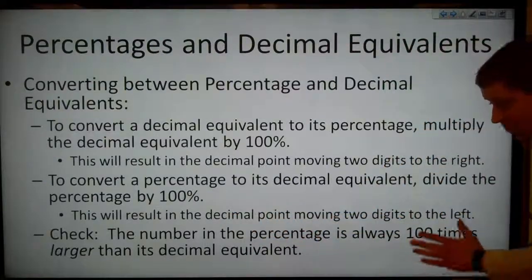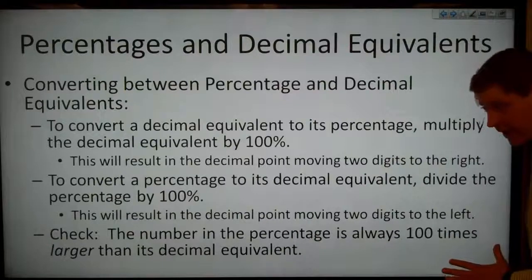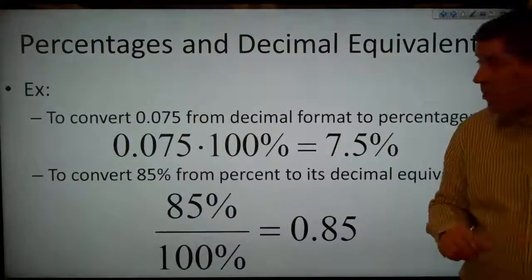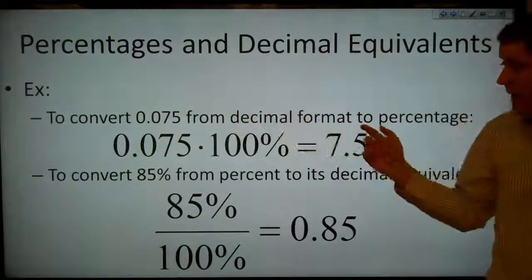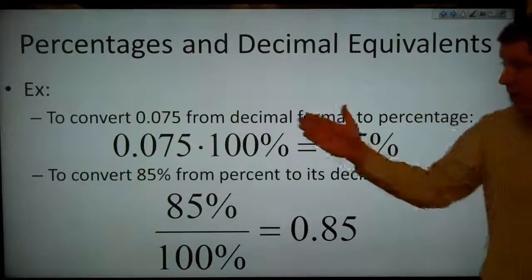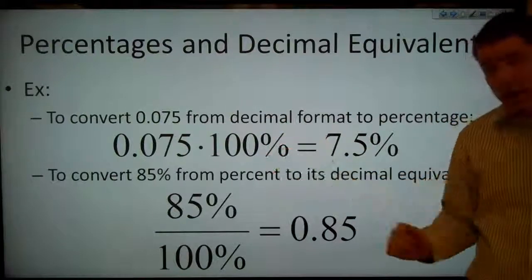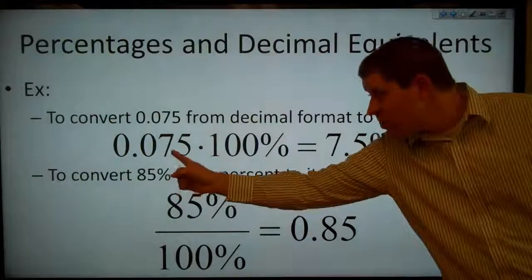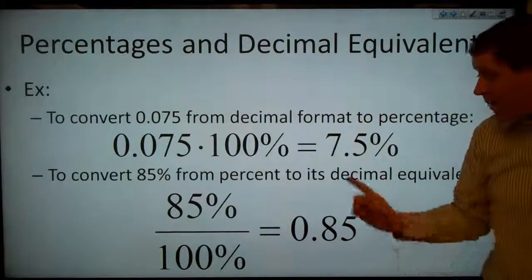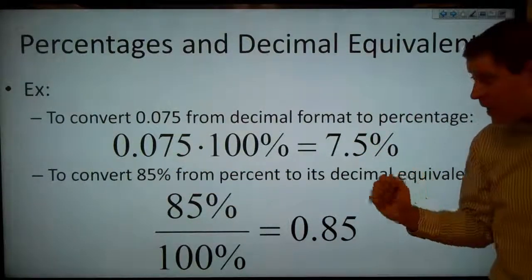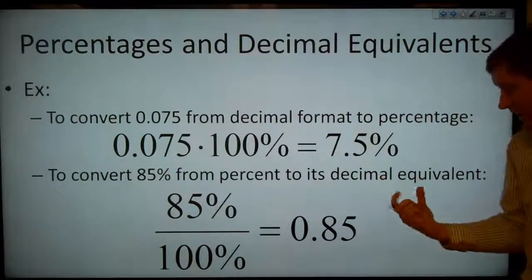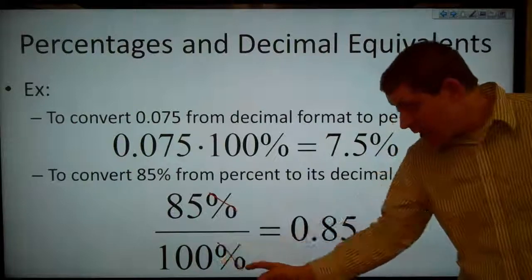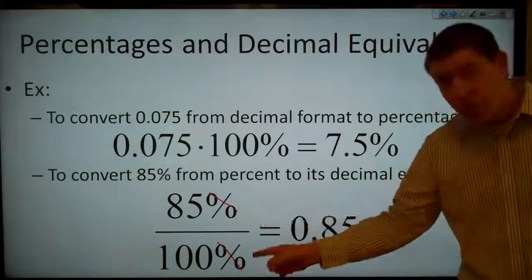So you should check: the number in the percentage is always going to be 100 times larger than its decimal equivalent. For example, to convert 0.075 from decimal format to percentage, we take 0.075 times 100%, and that gives us 7.5%. So we've moved the decimal point 2 digits to the right, and we've added the percent sign. To convert 85% to its decimal equivalent, we divide by 100%, and our percent symbol, that unit, goes away just as if we had meters over meters.